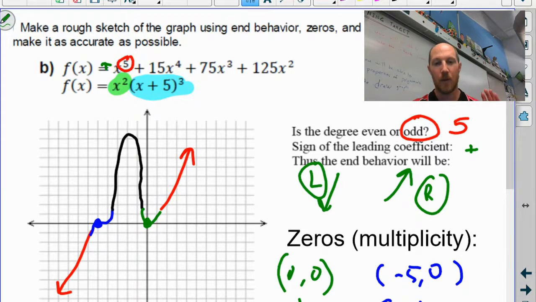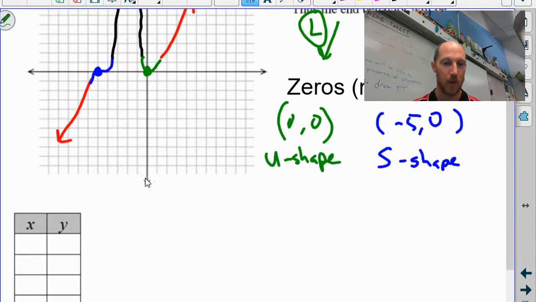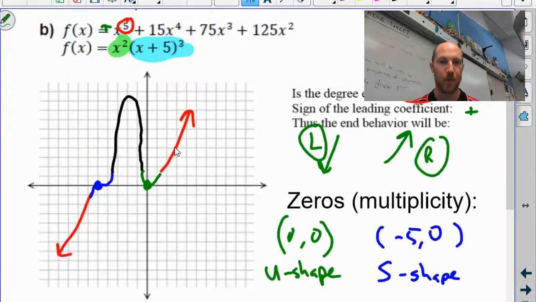So there's my graph. If I want to get more detailed information about how high this local maximum is, I would need to do my table of values. If I want to know how fast the graph goes up towards the left end, I would need to find some coordinates using a table of values. Same thing with the right end behavior. If I want to know how fast it's going down, I'll need some coordinates, and I could use the table of values to do that too.